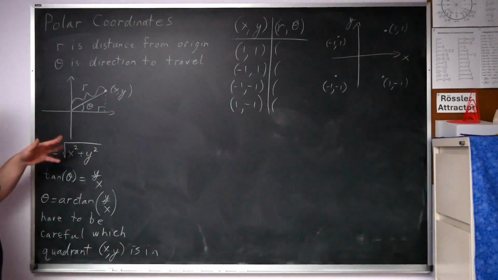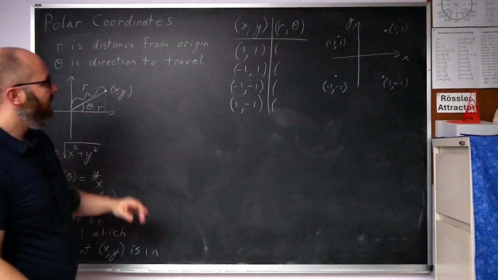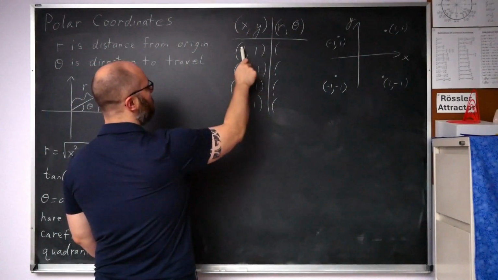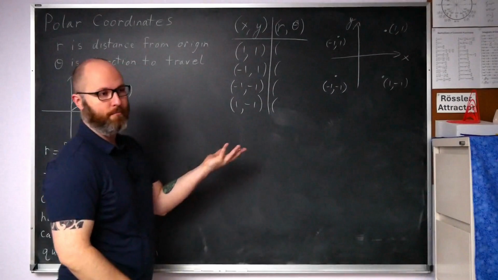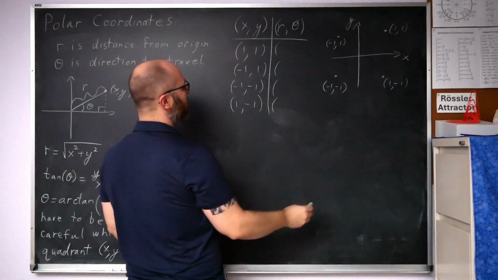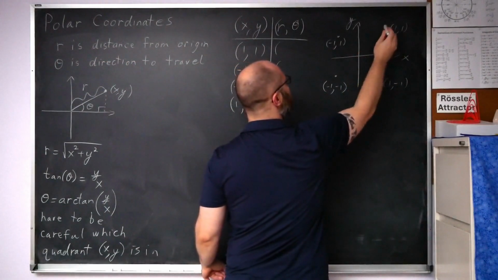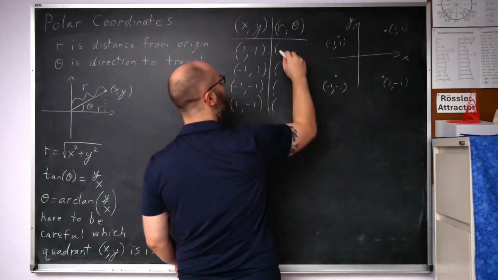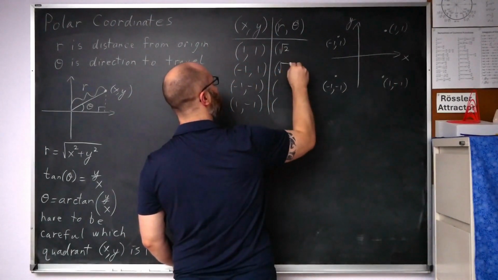The first part, it's not that bad, figuring out r. I take this squared plus this squared and I square root it. And because 1 squared and negative 1 squared are both positive 1, all the lengths are going to be the square root of 2, right? The distance from here to here is square root of 2, here to here is square root of 2, here to here is square root of 2, here to here is square root of 2. So that wasn't that bad.